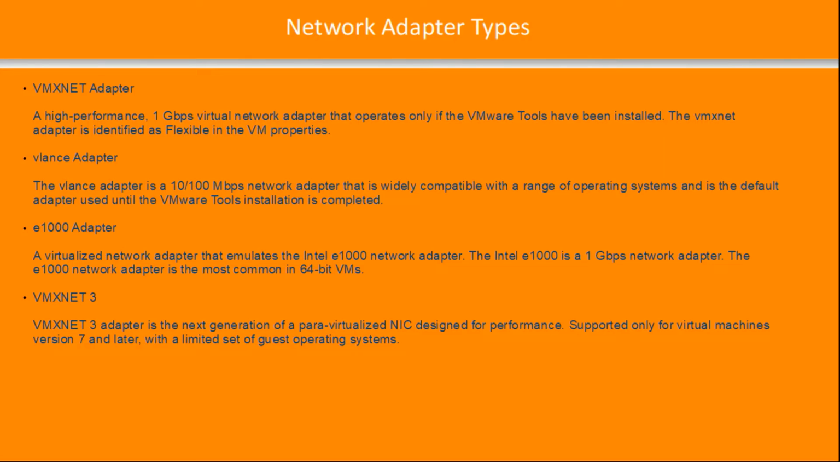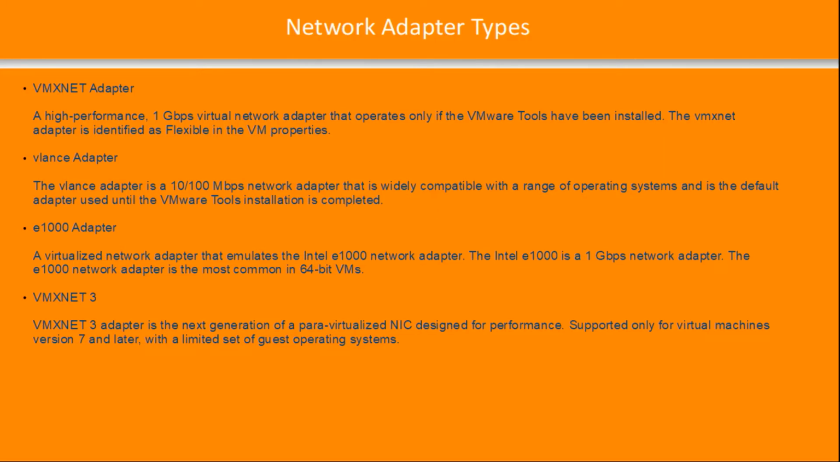Another adapter, the Vlance adapter, is a slower 10/100 megabits per second network adapter, widely compatible with a range of operating systems, and is the default adapter used until the VMware Tools installation is completed. The E1000 adapter is another network adapter that emulates the Intel E1000. It's a 1 gigabit per second network adapter and most commonly used in 64-bit VMs.